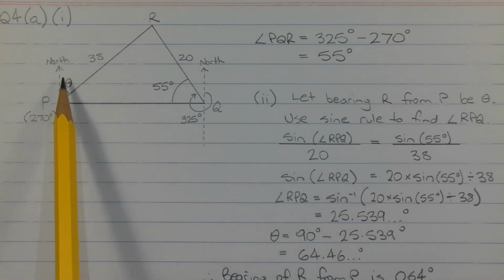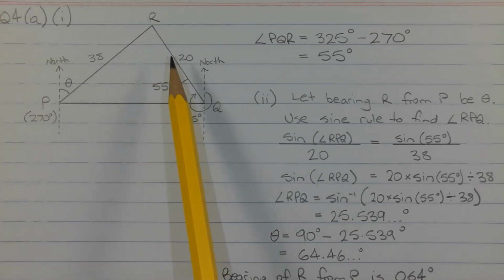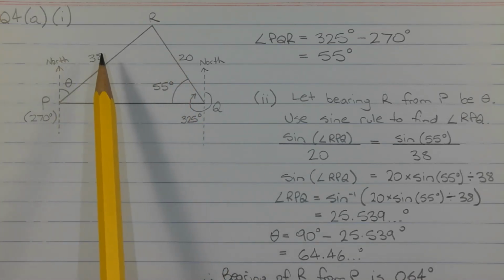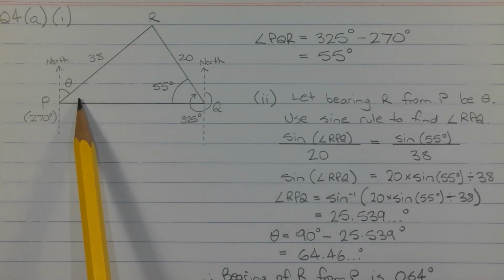But in order to find angle theta, which represents our bearing, I need to find the value of this angle here, angle RPQ. Now we have a known side angle pair, that is 38 kilometers opposite the 55 degree angle that we found in part 1. And because we have a known side angle pair, we can use the sine rule to find angle RPQ.